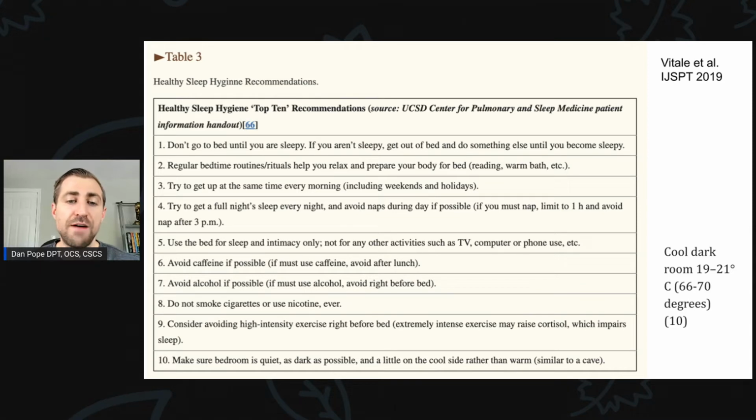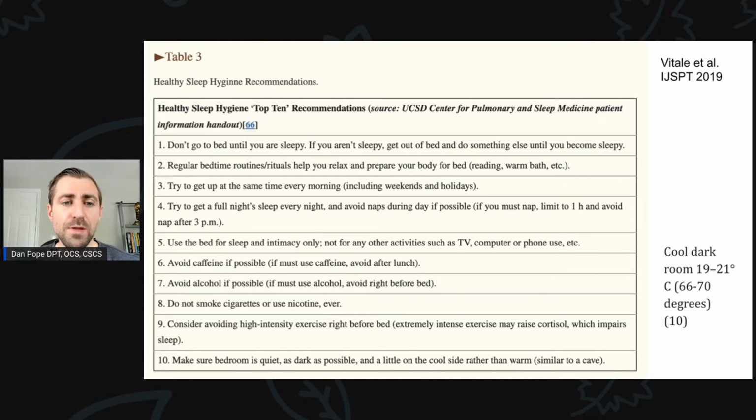Number 6, avoid caffeine if possible. If you must use caffeine, avoid it after lunch, right? So the sleep hygiene handout said anytime 4 hours before you go to sleep at nighttime. Some folks, including myself, are better at metabolizing caffeine. So if I drink caffeine around 2 to 4 p.m., I have no problem whatsoever going to sleep, but some folks have a lot of trouble, right? So if you metabolize caffeine a little bit faster, then maybe it's okay for you to drink closer to bedtime. But generally speaking, try not to have caffeine in the afternoon.